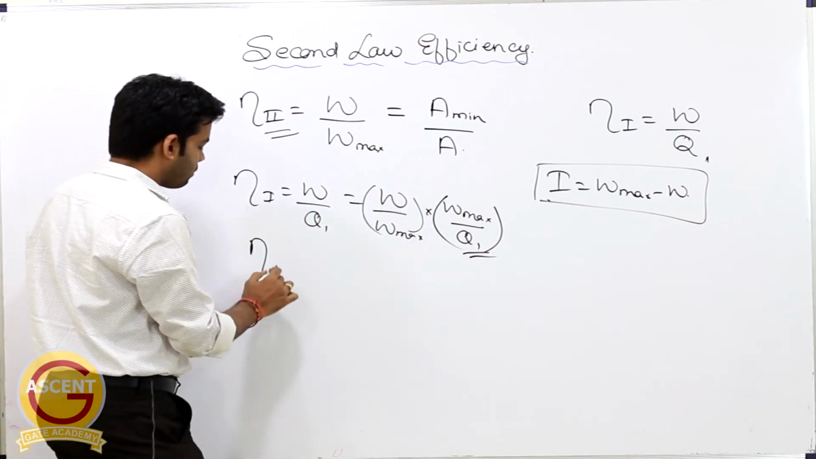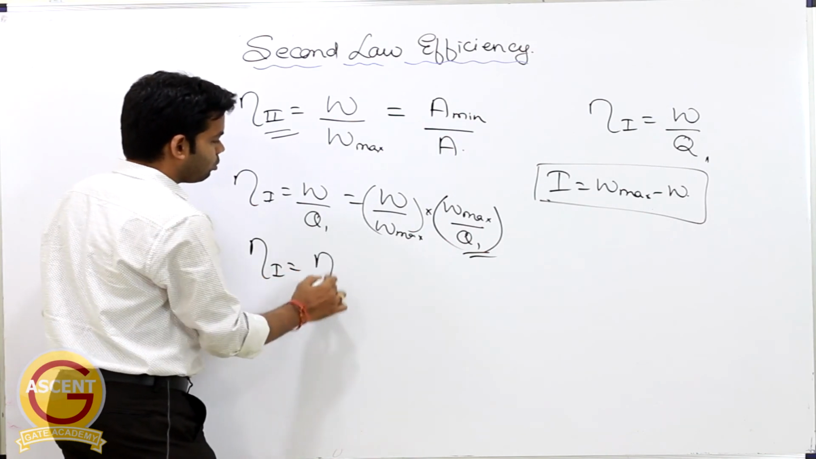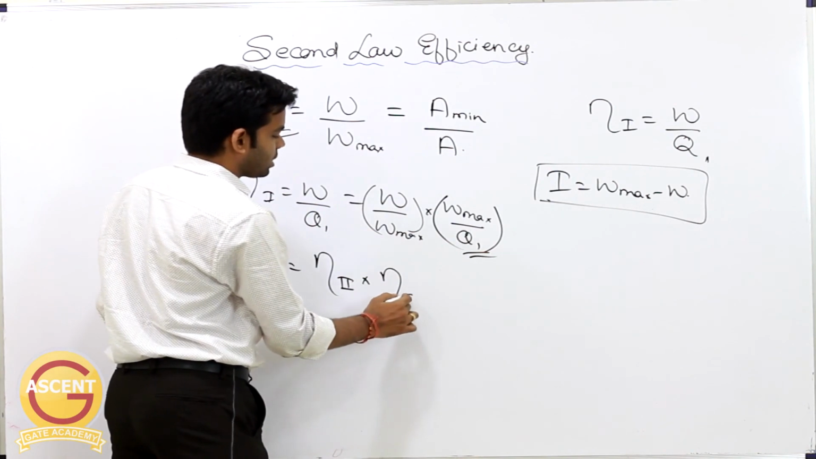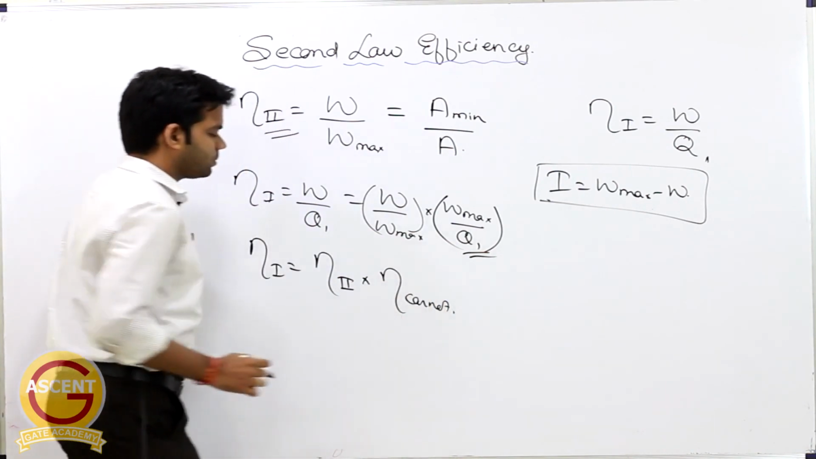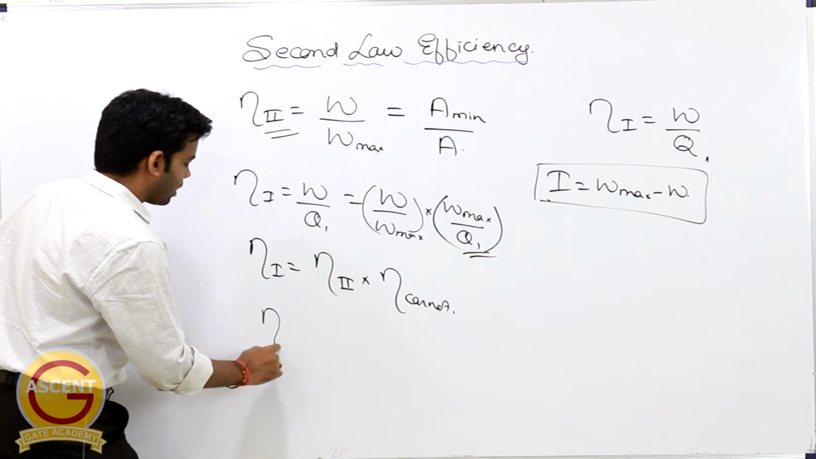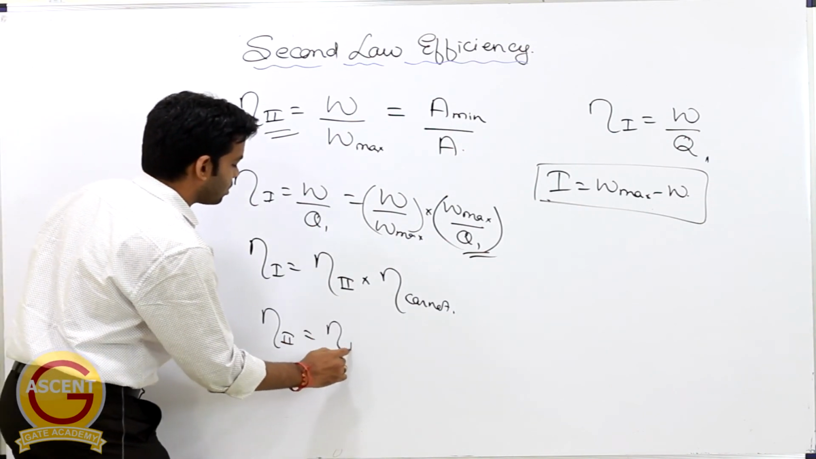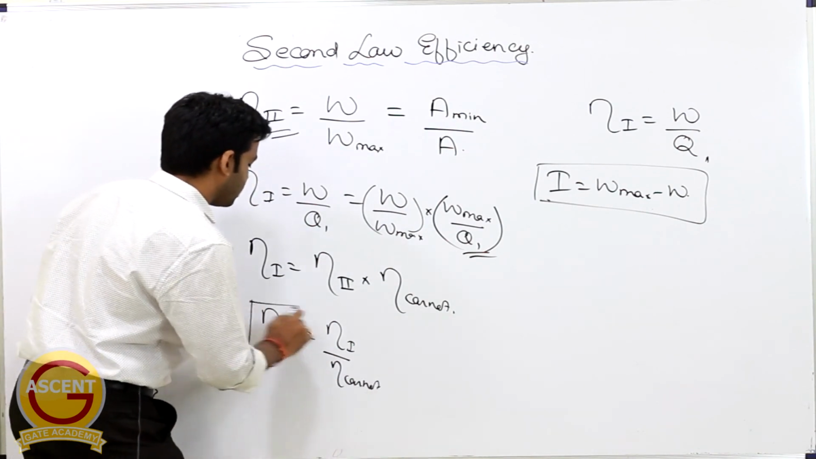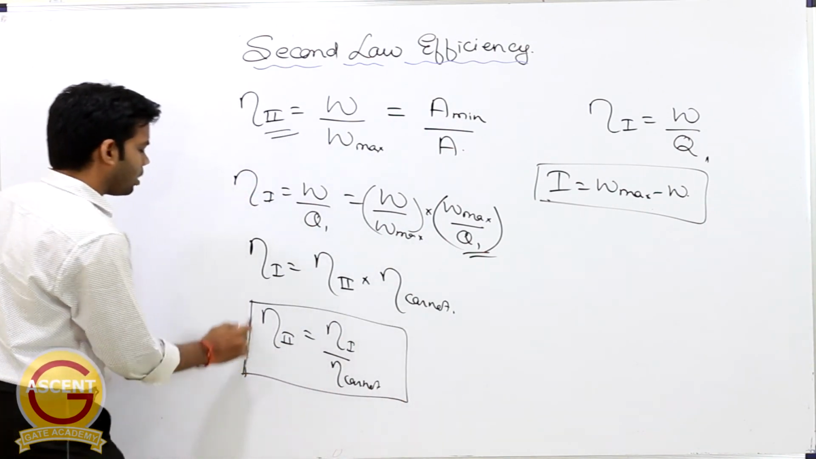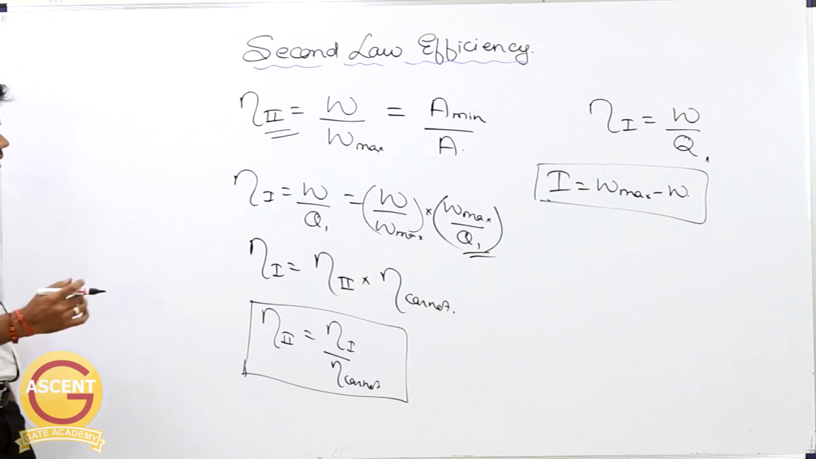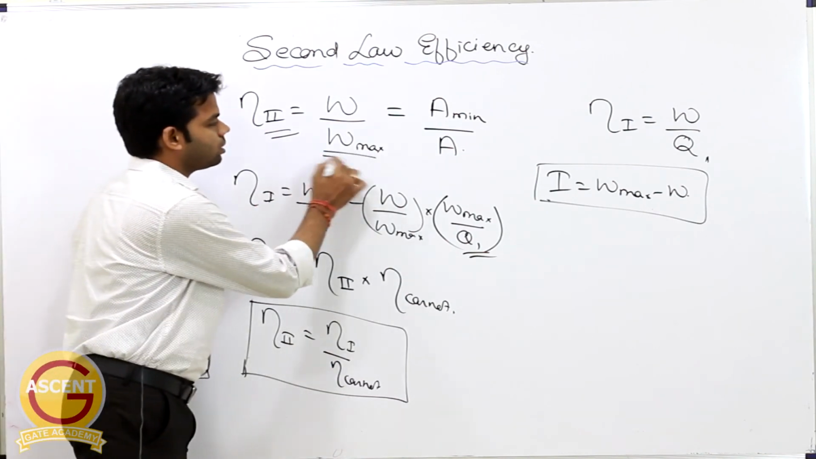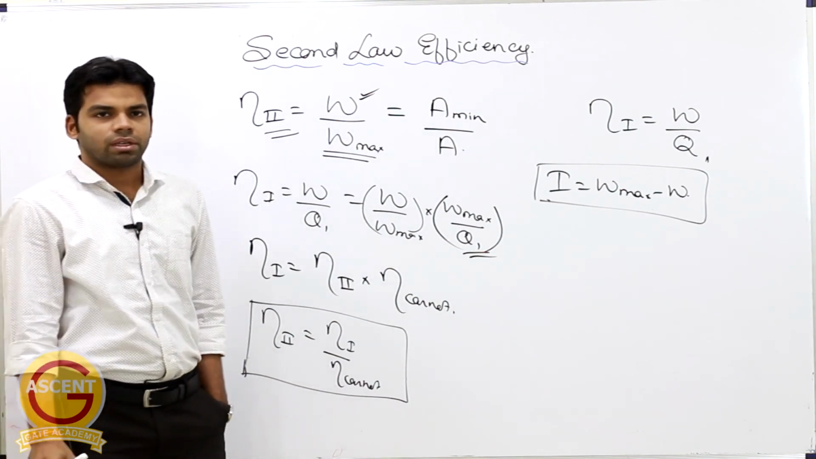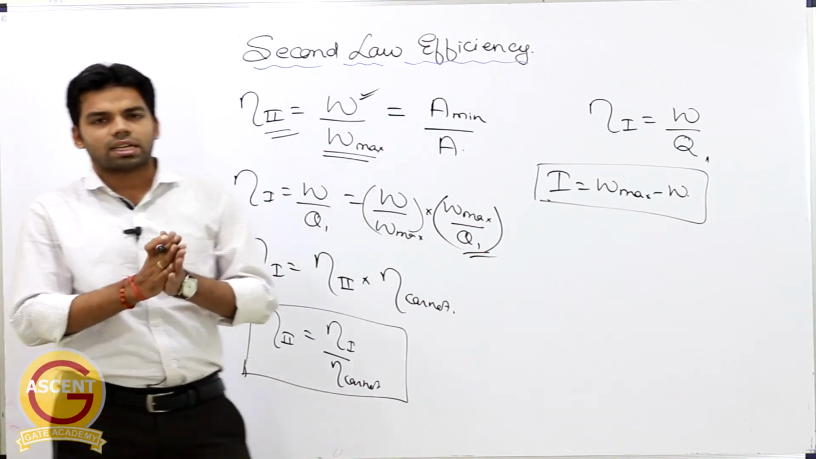This is nothing but Carnot efficiency. So this first law efficiency can be written as W by W max, which is nothing but second law efficiency, into W max by Q1, which is nothing but Carnot efficiency. Getting this? Or you can say this second law efficiency will be equal to first law efficiency divided by Carnot efficiency. So this is how we can define this second law efficiency, which is concerned with the quality of the work. Maximum how much work could have been done, but in actuality how much we got because of certain irreversibilities. Getting this now? So this is nothing but the second law efficiency.